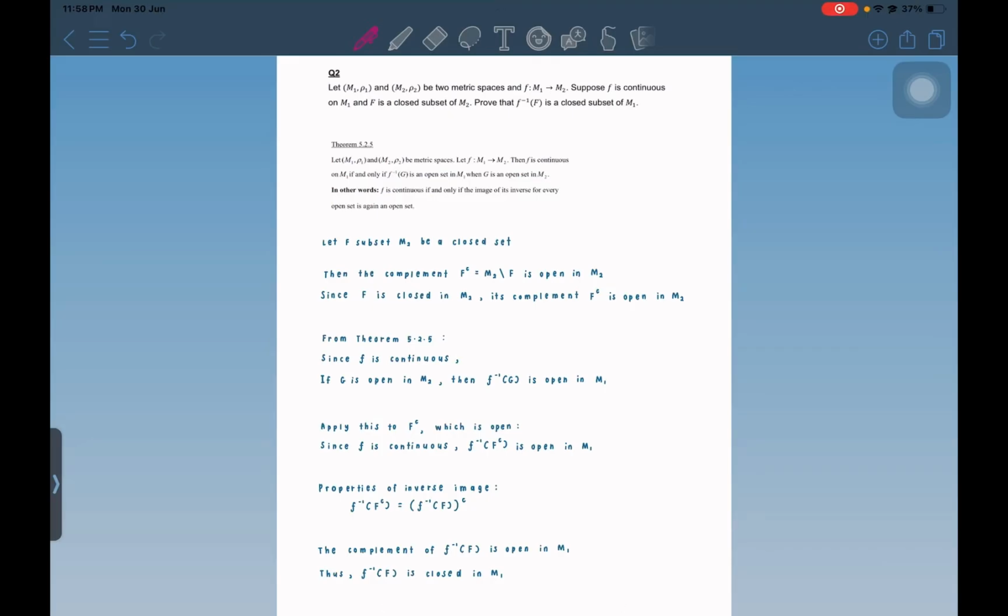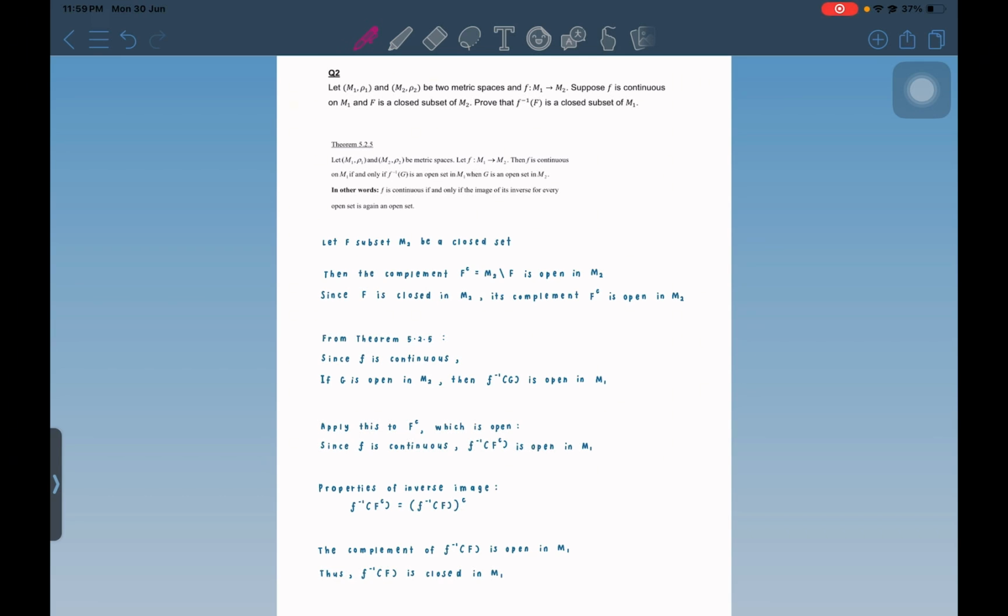Now I will explain question 2. Let (M1, rho 1) and (M2, rho 2) be two metric spaces. Suppose f is continuous on M1 and F is a closed subset of M2. Prove that f inverse of F is a closed subset of M1.